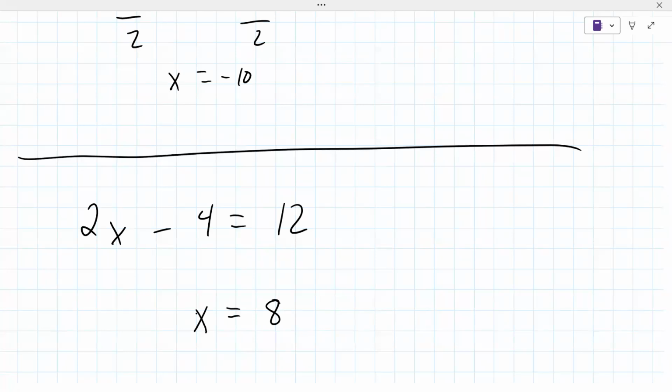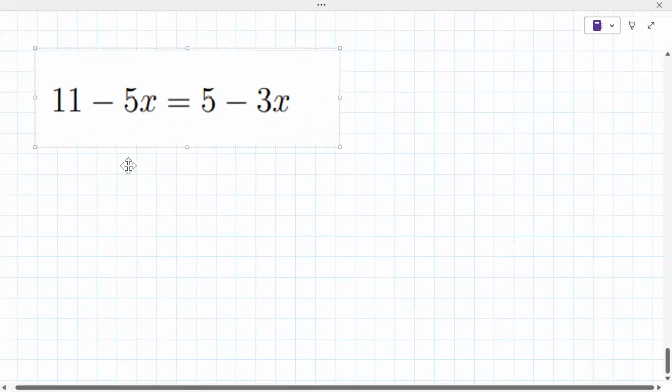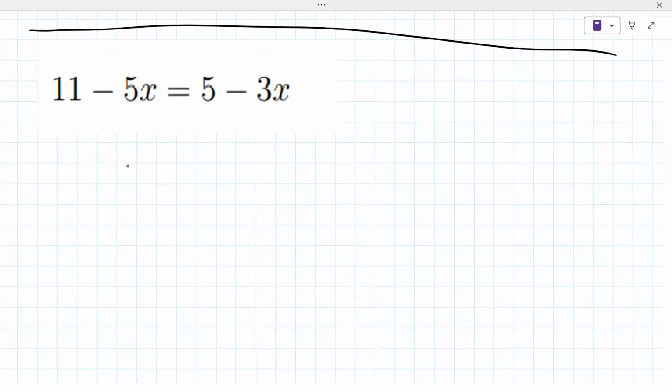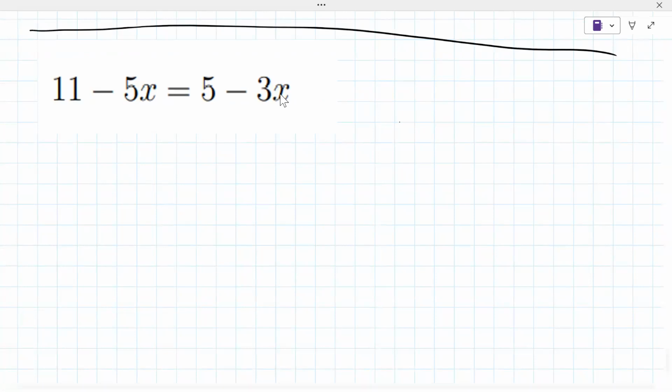All right, let's go back to the problems we were starting out with, which is when there's variables on both sides. When there's variables on both sides like this, you move from the smaller to the larger. So which is smaller, the one on the left or the one on the right? Is that like -5x and negative 3x? Yes, so negative 5x. So how do you undo that? How do you move it to the other side? Add 5x.